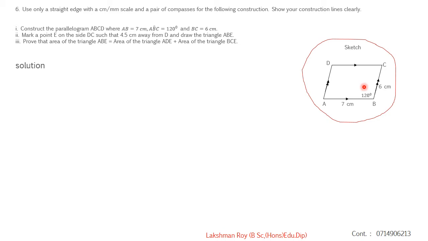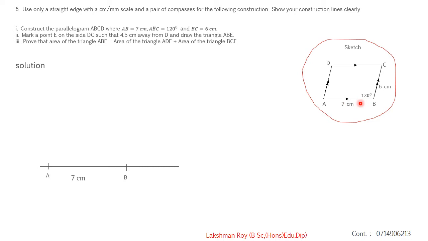Now using this sketch you can start the construction, right? So here you can see, first you can construct the AB line. Draw a straight line, mark a point, then measure 7 centimeter and mark another point. So this point is A, this point is B, right? So the length is 7 centimeter.